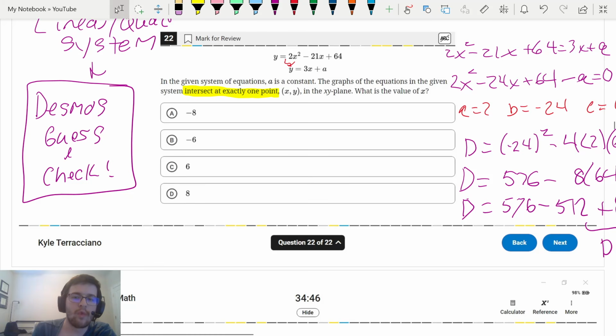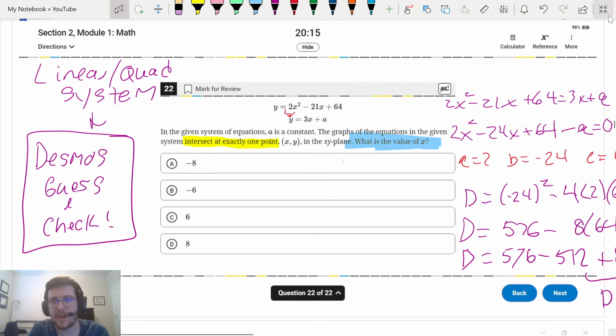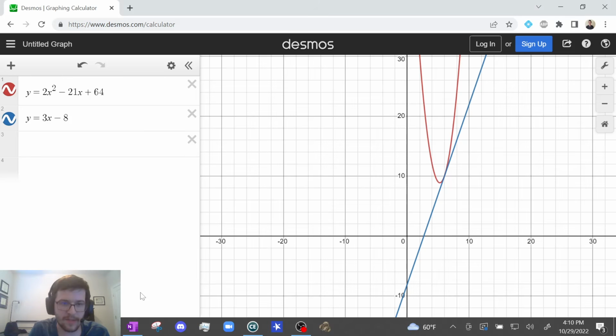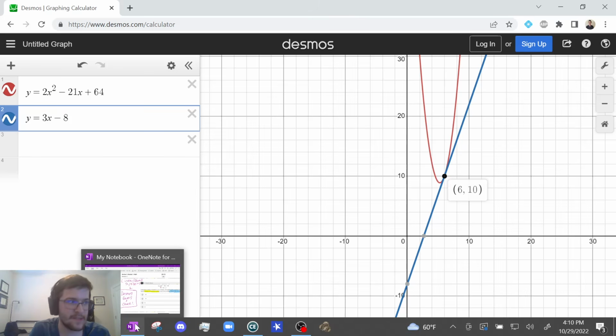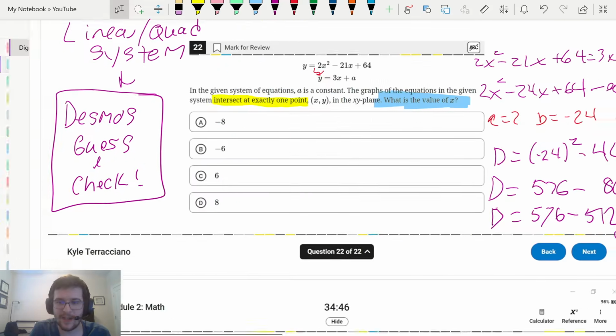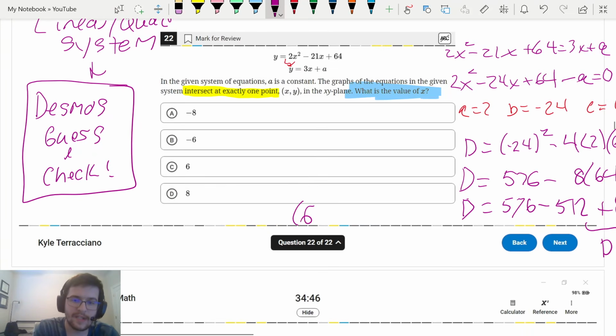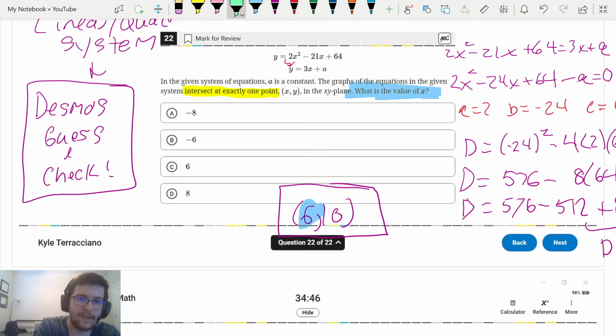It says, what is the value of x that they intersect at? Okay, so now you can go to Desmos. Now that you know a is negative 8, you can look at the point of intersection, which is 6 comma 10. So the y value is 10 and the x value is 6. So now we go back to the question and we say this is 6 comma 10, and it's asking for the 6. So the final answer is C.